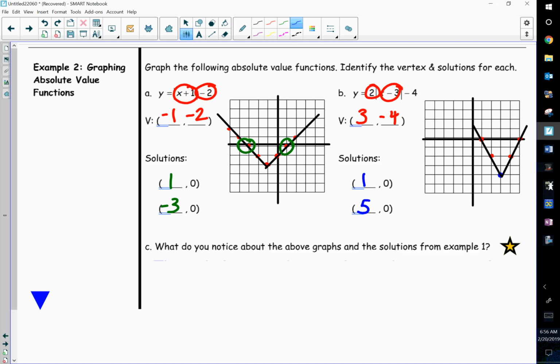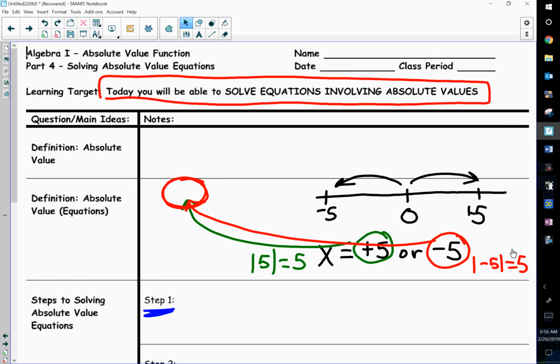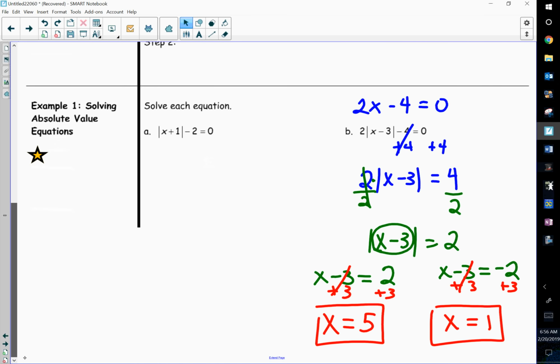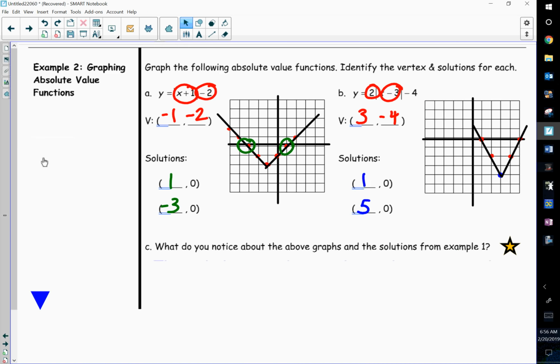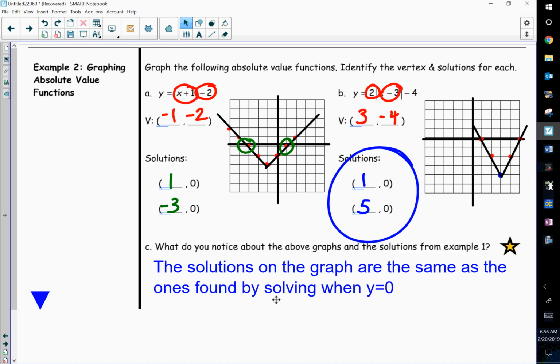Now, looking at the graphs, looking at where they cross the x-axis, what do you notice about the solutions of the graphs and the solutions that we looked at in example number 1? Well, if you go back to number 1, the answers were 1 and 5, and the answers here were 1 and 5. So if you graph the absolute value functions, you get the same thing as if you solve the equations by letting the y equal 0.